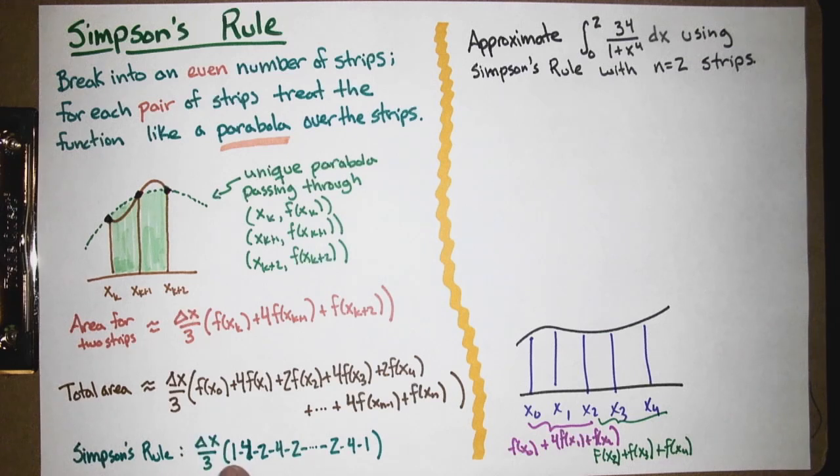Delta x over 3, 1, 4, 2, 4, 1, I think is all it does. But it gets you the idea. It's this 1, 4, 2, 4, 2, 4, 2, 4, 1 as needed. All right. So any questions about this?